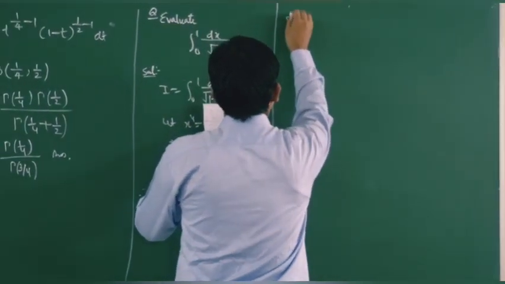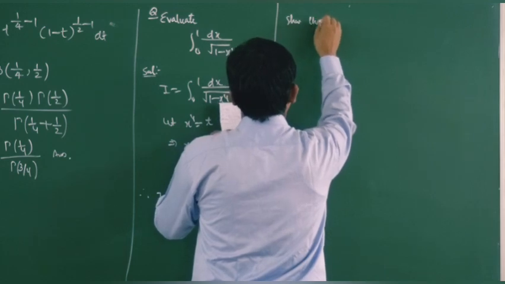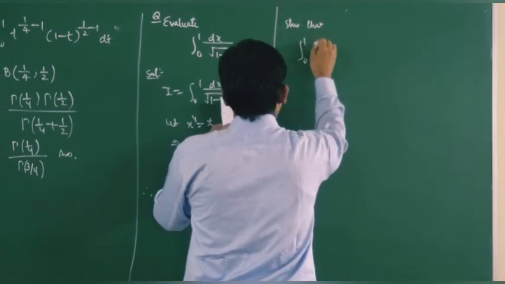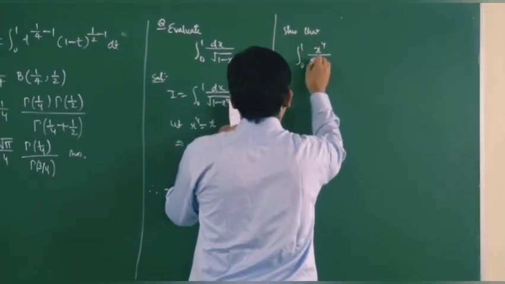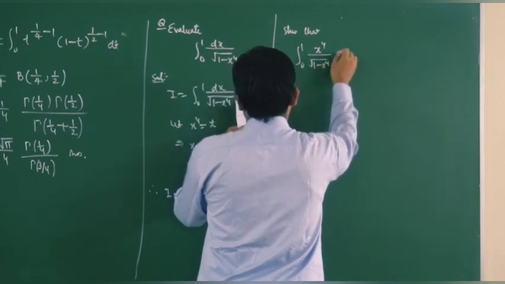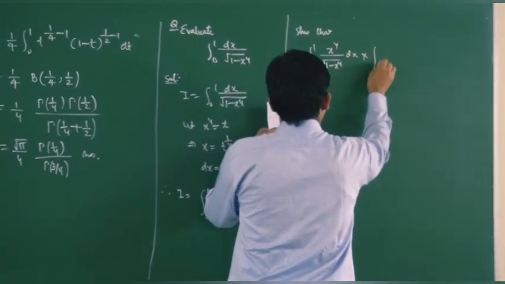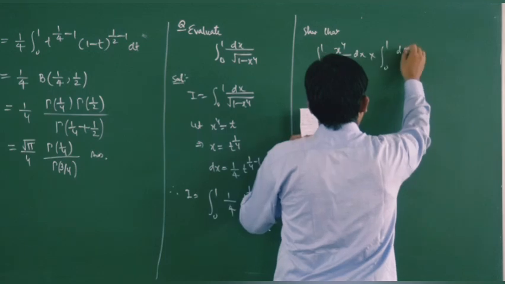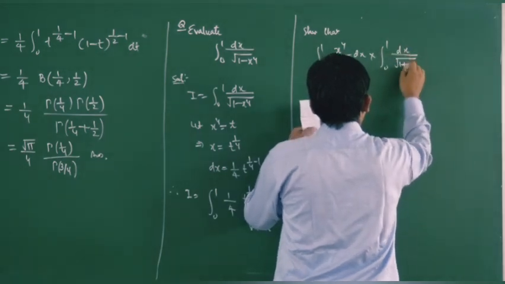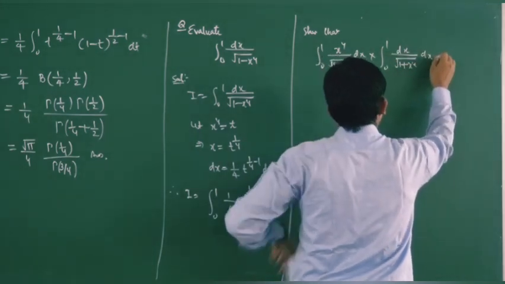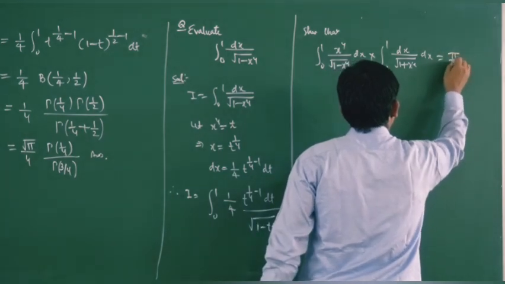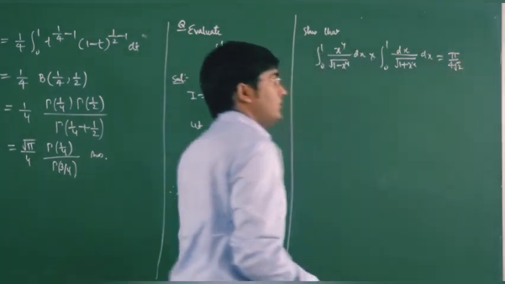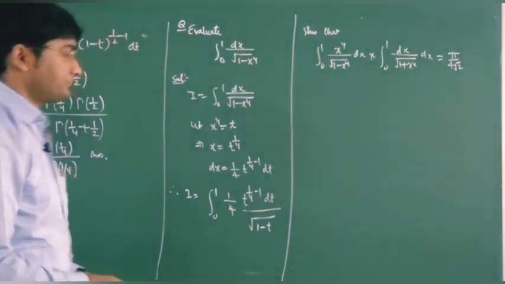Show that integral 0 to 1 x power 4 upon root 1 minus x power 4 dx into integral 0 to 1 dx upon root 1 plus x power 4 dx is equal to 5 upon 4 root 2. So let us solve this problem.